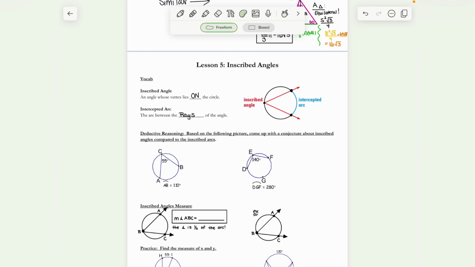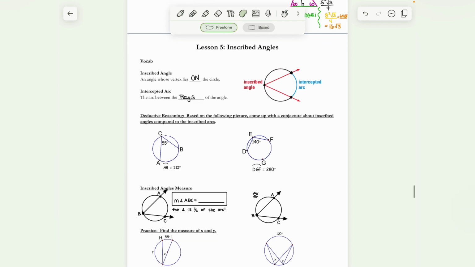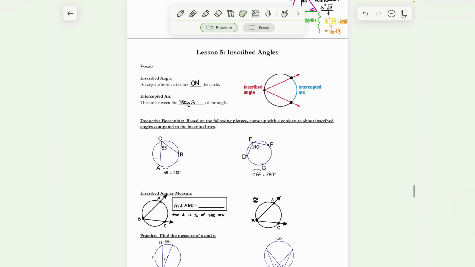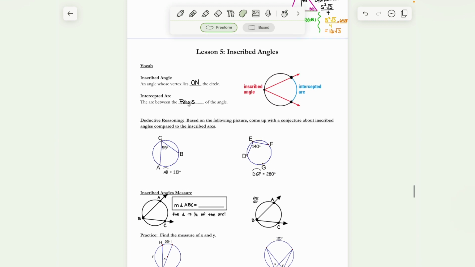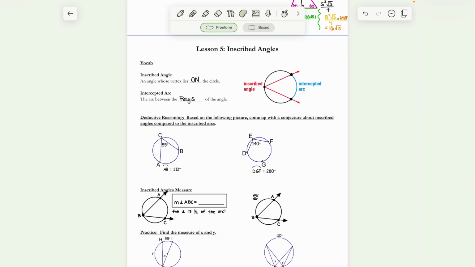Hello, welcome to lesson number 5, inscribed angles for unit 11. So today we're moving on from what we were talking about before, central angles and things like that. We're going to move on to other types of angles that are within a circle. So today we're going to talk about something called an inscribed angle.